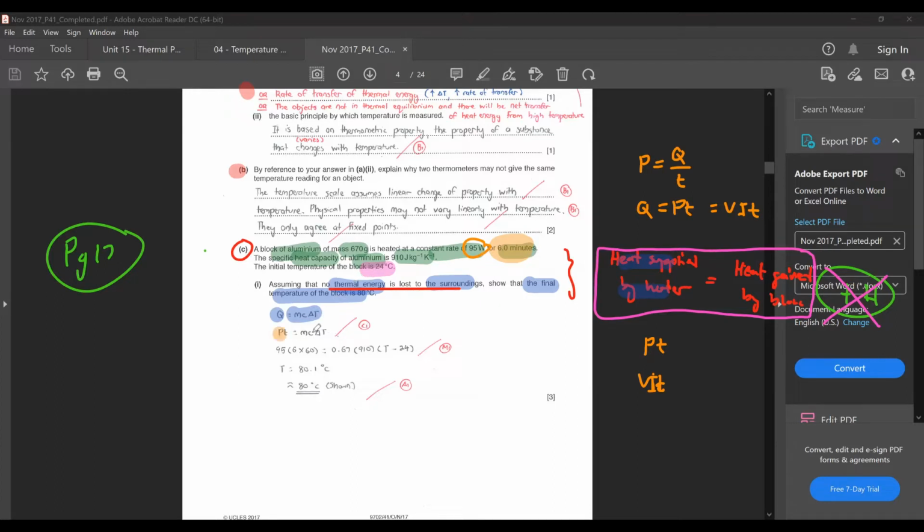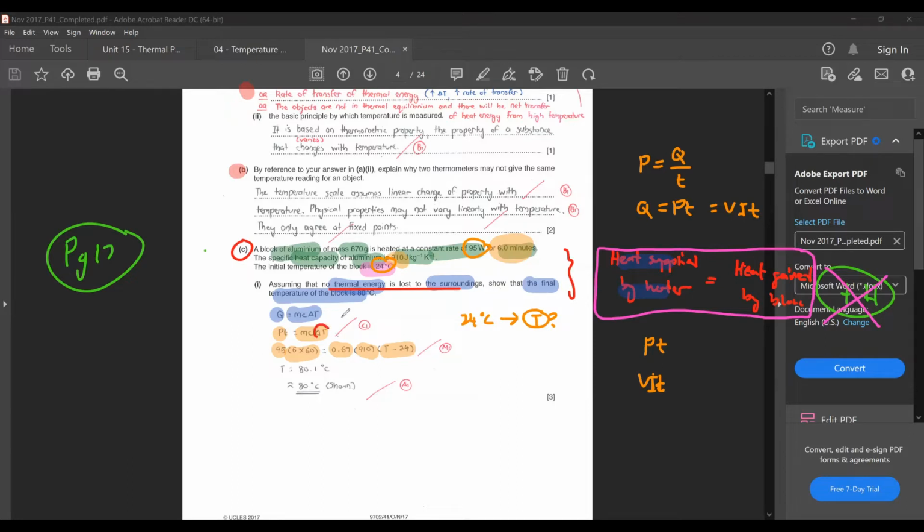So Pt equals mc delta T: 95 watts times 6 minutes times 60 seconds equals the mass of the block, 0.67 kg, times your specific heat capacity of 910 joules per kg per Kelvin, times your temperature rise. What is your temperature difference? They already told you that the initial temperature is 24 degrees. So you rise up to a certain temperature T, and you're interested in finding out what this T is. So just take T minus 24, higher value minus lower value.